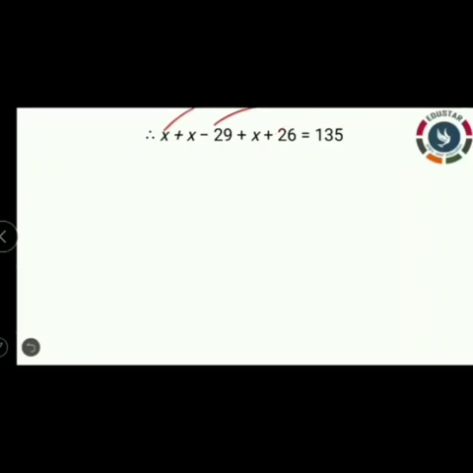Here like terms, 3x is there. So the answer is 3x, and minus 29 plus 26. Here, different signs, so subtract and write the greater number's sign. So the answer is minus 3. So 3x minus 3 is equal to 135. Minus 3 transposed to the right side becomes plus 3. So 3x is equal to 135 plus 3.